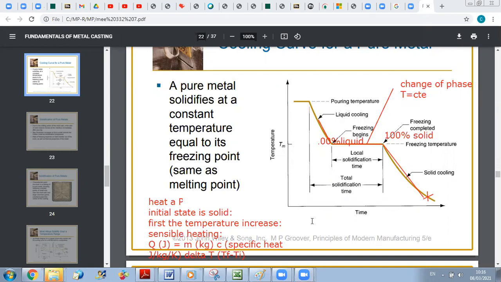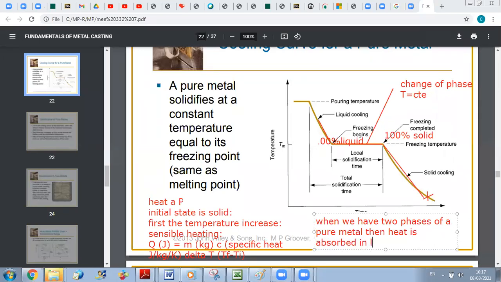So in this case, we say that when we have two phases, and I repeat, we are considering a pure fluid, pure metal, so you have just a homogeneous structure, you don't have different compositions, then heat is absorbed in latent form. The equation will be Q latent equals the mass times what we call the latent heat of fusion, because you need to provide a certain heat to go from 100% solid to 100% liquid.